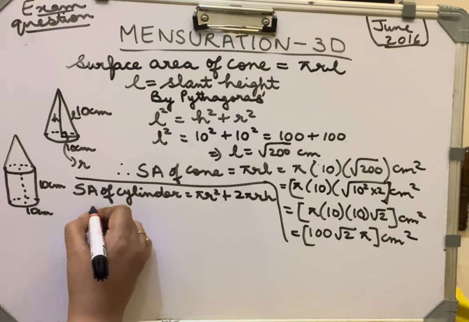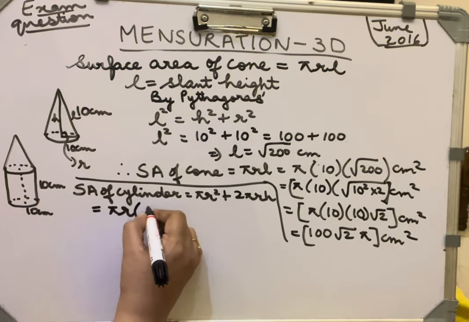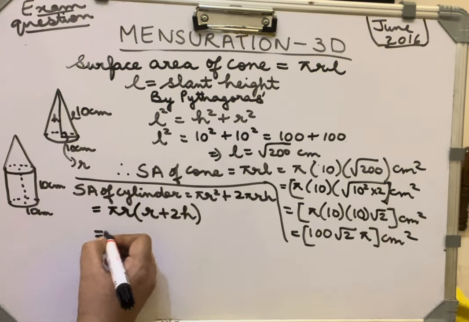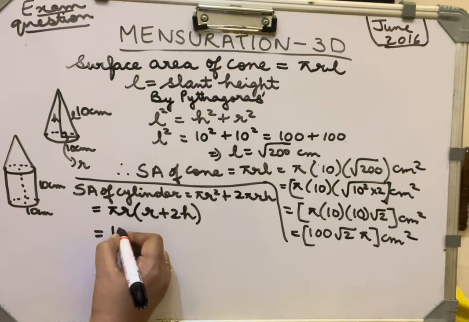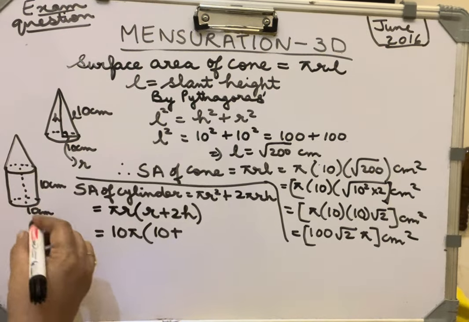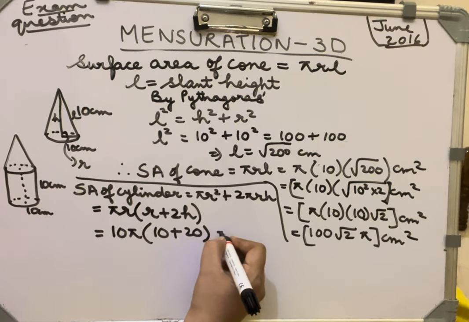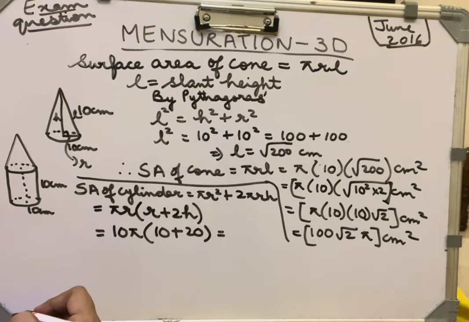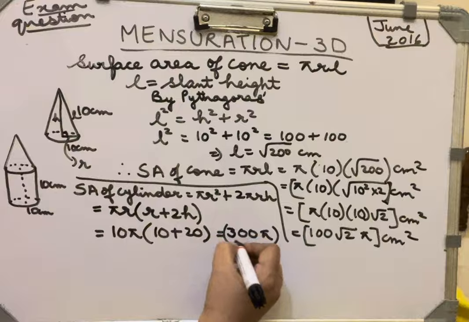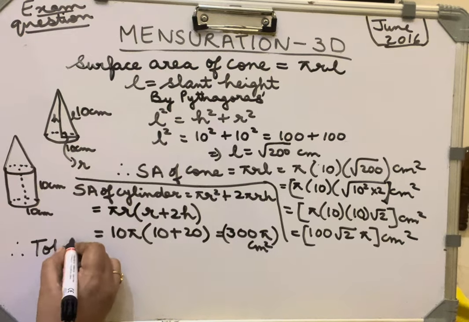Now let's substitute the values. So we will just take the common parts first. Pi r multiplied by r plus 2h. Next step, we know the radius is 10, so 10 pi, so 10 plus 2 multiplied by 10. We know the height is 10 centimeters, so 2 multiplied by 10 is 20. So this gives us 10 plus 20 is 30. So 30 multiplied by 10 is 300 pi cm square.